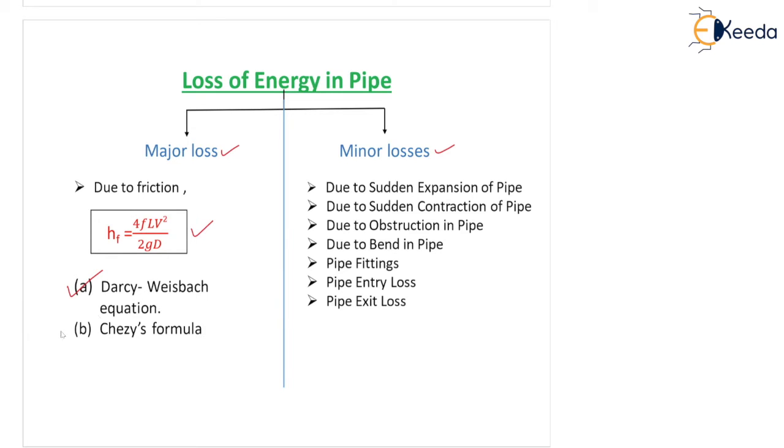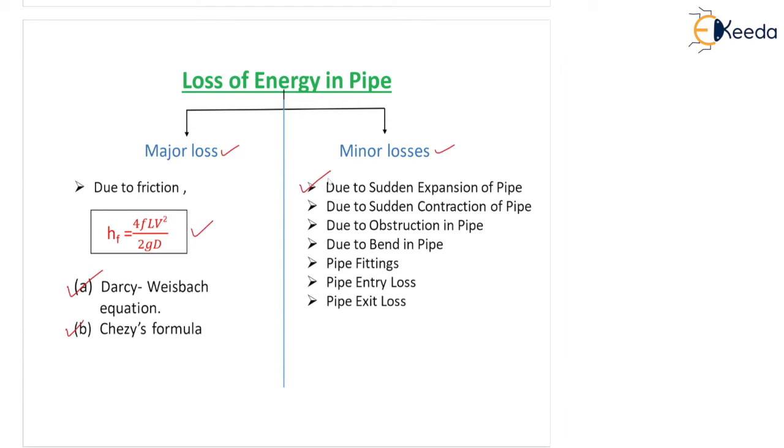Darcy-Weisbach equation. One more equation is there, that is Chase's formula. That is only for civil engineering. We are going to cover this Chase's formula in the open channel flow. Next, minor losses. Under minor losses, there are so many topics here you can see.